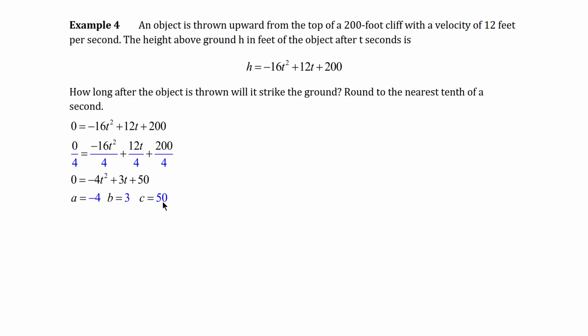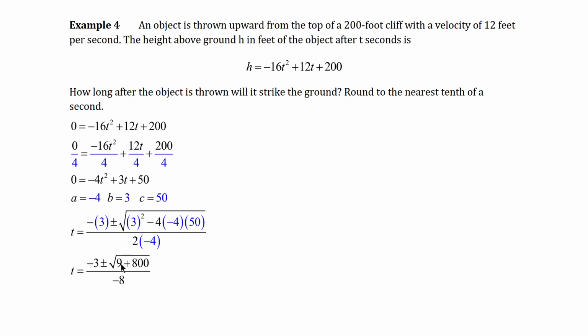From here, we substitute these values into the quadratic formula. We get t equals negative 3 plus or minus the square root of 3 squared minus 4 times negative 4 times 50, over 2 times negative 4. Next, we simplify. Starting with the numerator, we have 3 squared is 9, minus 4 times negative 4 times 50 is plus 800. In the denominator, we have 2 times negative 4 is negative 8.